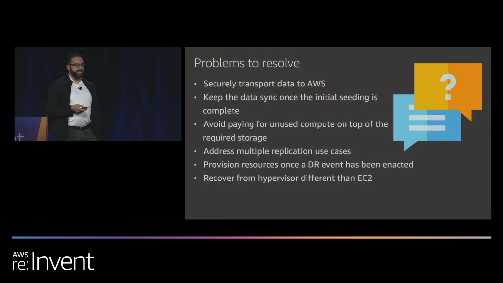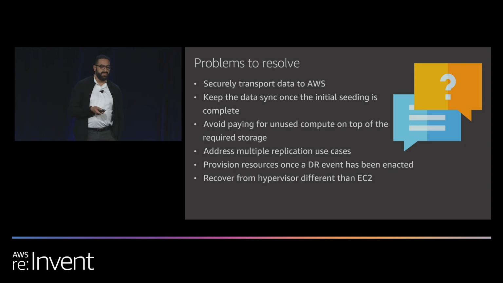Securely transport data to AWS. Being a bank, we have heavy compliance requirements, so we had to make sure a solution provided encryption in transit and at rest. Keep the data in sync once the initial seeding is complete. We looked for a solution that can give us enterprise-level replication with minimal dependencies to achieve this.